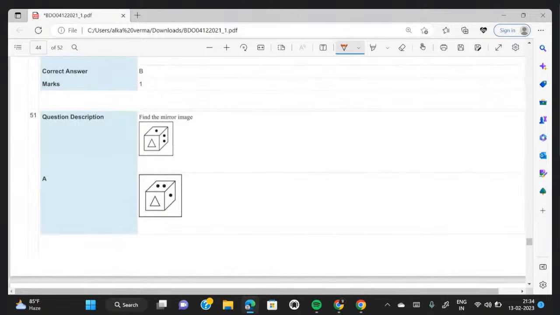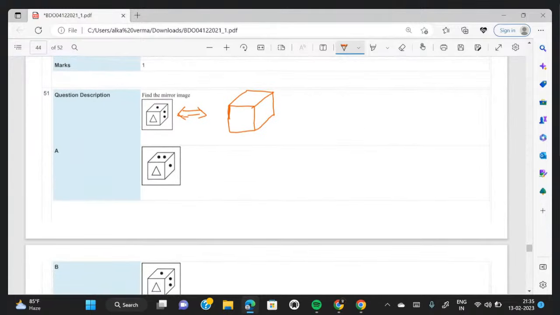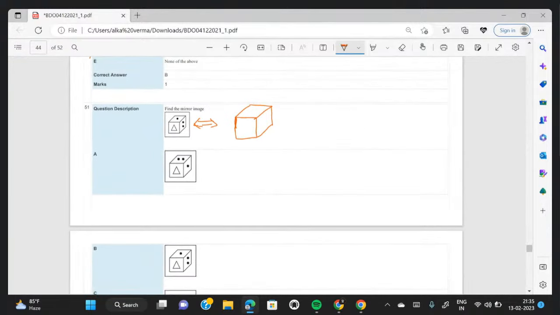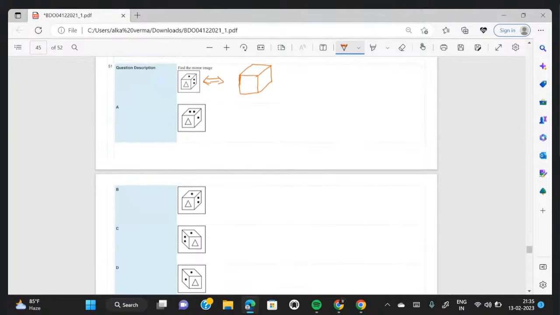Question number 51. Find the mirror image. Now, to find the mirror image, basically you have to do ulta. That means what? If I take a dice, look, we will look for the options first. So our diagram will be with a mirror image.